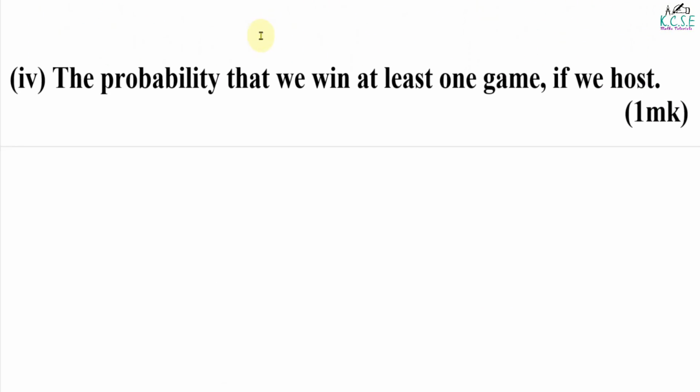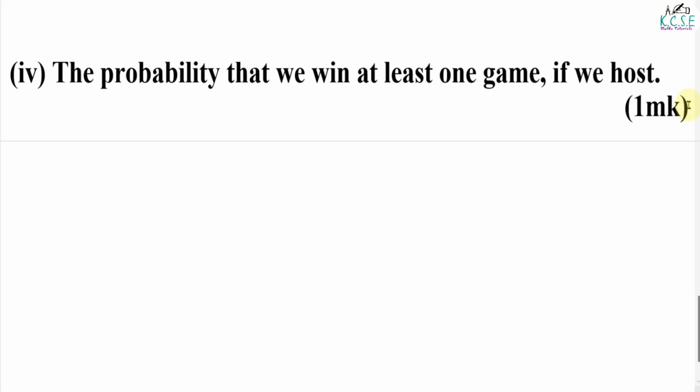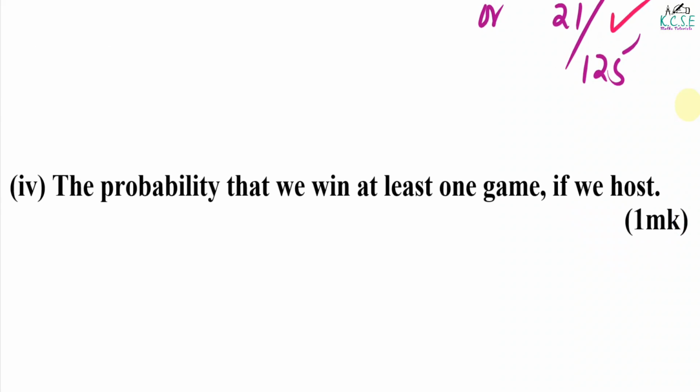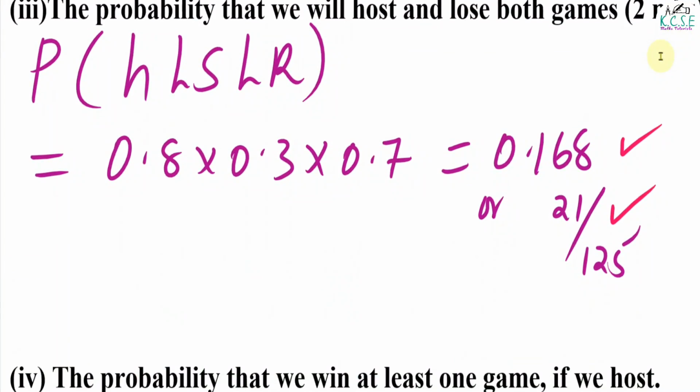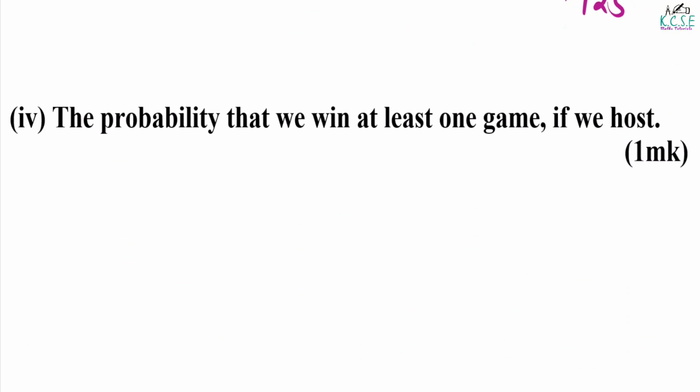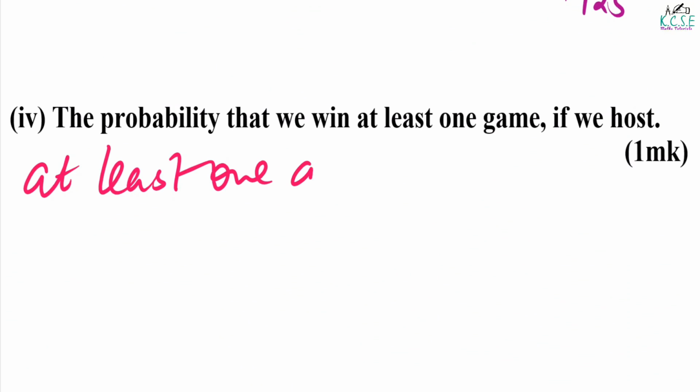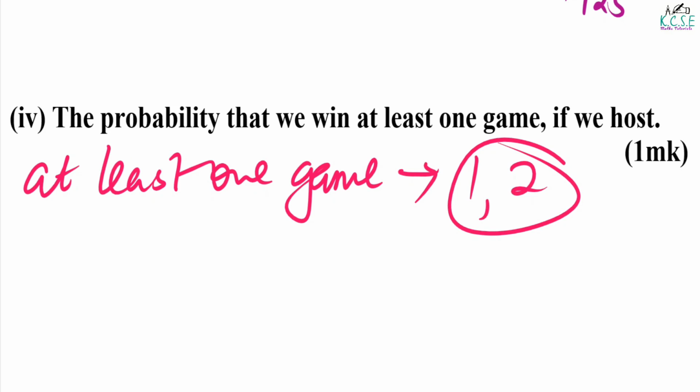Then the last one, the probability that we win at least one game if we host. So hosting and winning at least one game. So the first thing, at least one game means we win one game or we win both games. That is what we mean by at least one game. So we win at least one or both games.